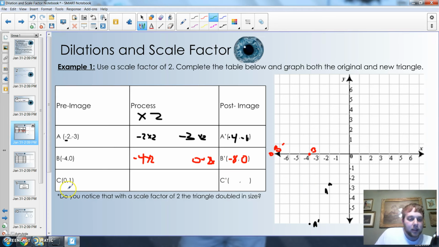Now I'm going to multiply this 0 times 2. And 0 times 2 is 0. You guys get the feeling of this? And 1 times 2 is 2. So the original C is located at 0, 1, which is up there. So that is my C. My other one's located at 0, 2, which is up here, and this is going to be C prime.